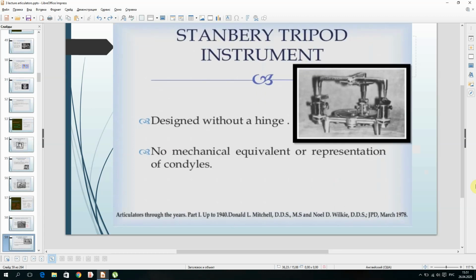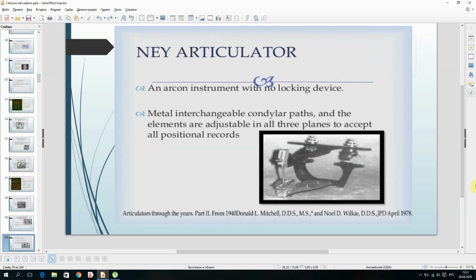Stoneberry tripod instrument designed without a hinge, no mechanical equipment or representation of condyles. A new articulator, an Arcon instrument with no locking device. Interchangeable condylar paths, and the elements are adjustable in all three planes to accept our positional records.